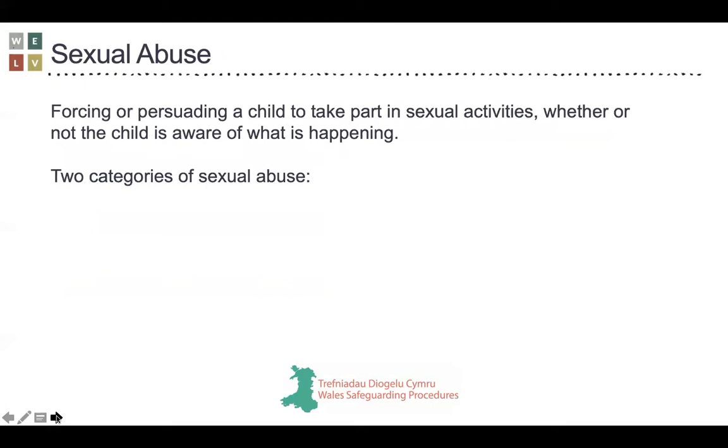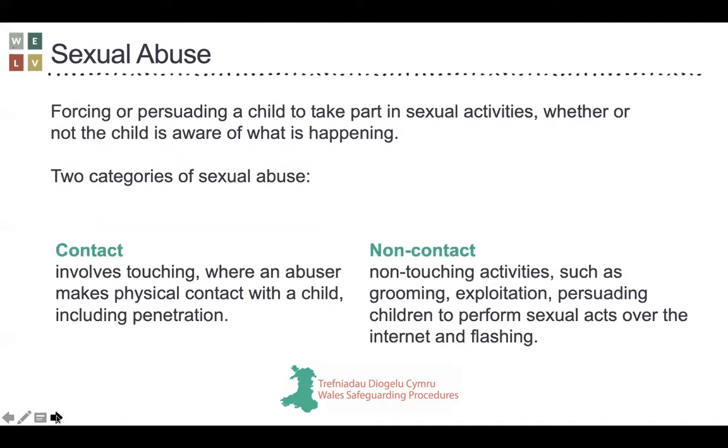The definition of harm also includes sexual abuse, and within the procedures, there are two categories of sexual abuse that are described. The category of contact, which involves touching or making physical contact with a child, and non-contact sexual abuse, such as grooming, exploitation, persuading children to perform sexual acts over the internet, and possibly flashing.